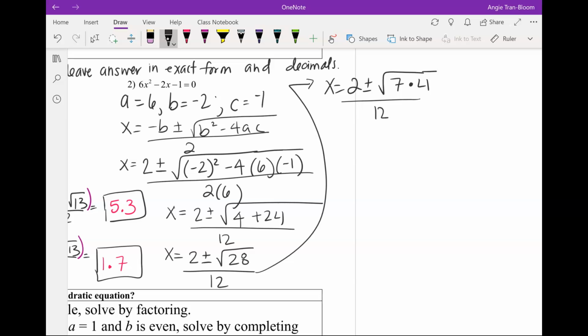Can I take a square root of 7? No. Can I take a square root of 4? Yes. What would that be? 2. So 2 can be out front. Divided by 12. Ooh, can I box that up?